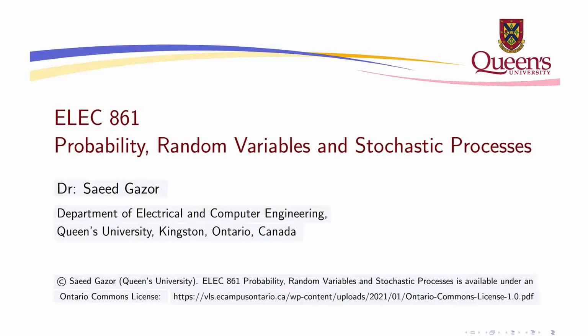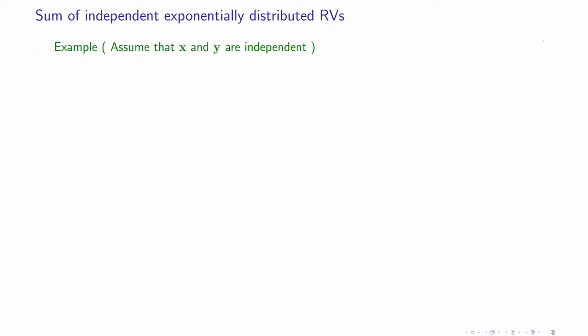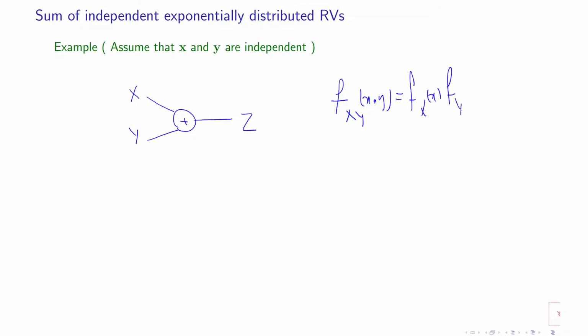Let us have another example. In this example, I consider two random variables x and y to be independent, and then I add them together and I have z. Assume that x and y are independent, so the joint distribution fxy of x and y is equal to fx of x times fy of y.